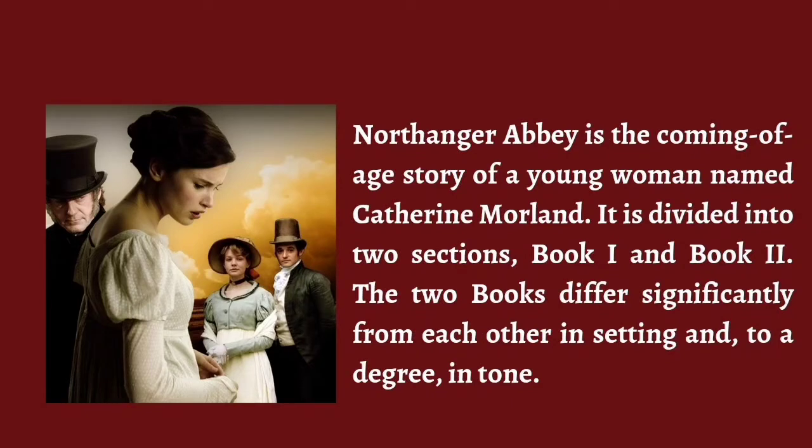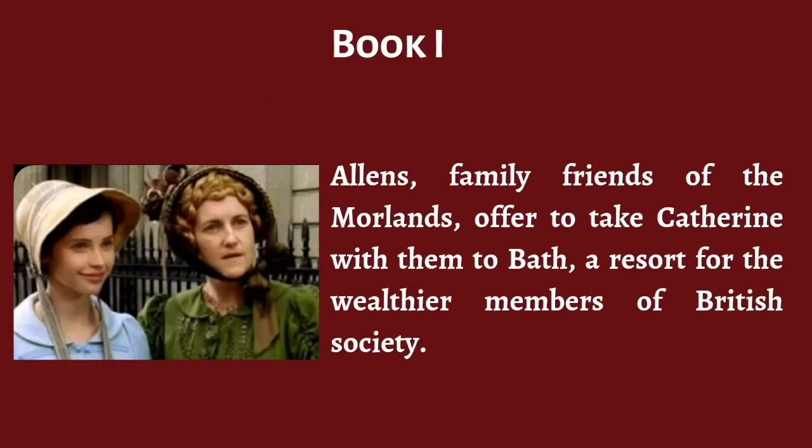Northanger Abbey is a coming-of-age story of a young woman named Catherine Morland. It is divided into two sections, Book 1 and Book 2. The two books differ significantly from each other in setting and to a degree in tone. Book 1 begins when the Allens, family friends of the Morlands, offer to take Catherine with them to Bath, a resort for the wealthier members of British society. The 17-year-old Catherine eagerly accepts the Allens' invitation.